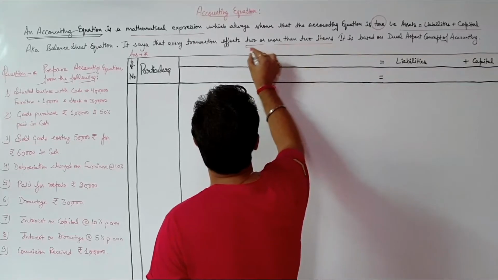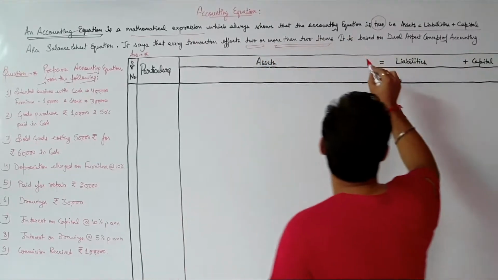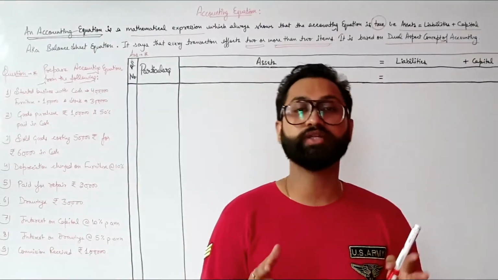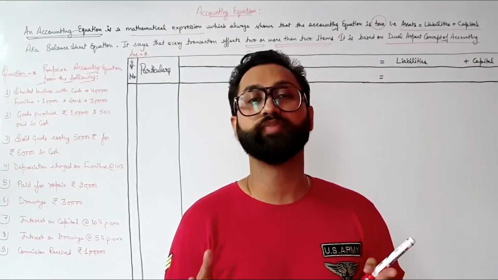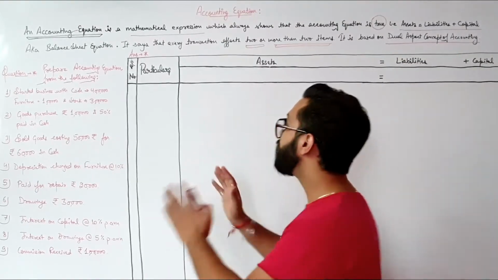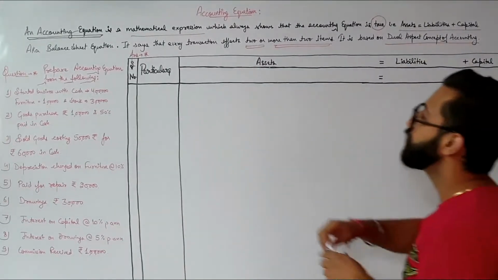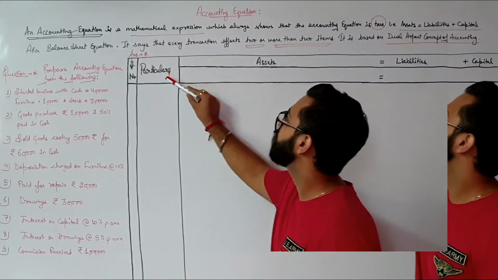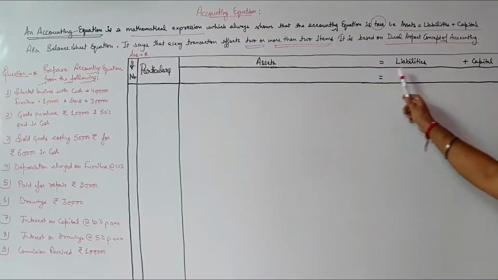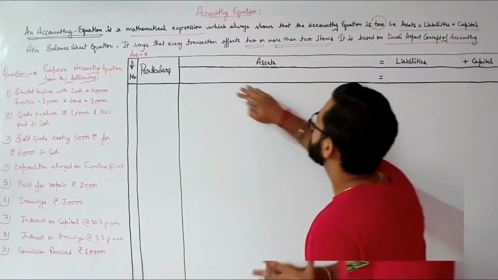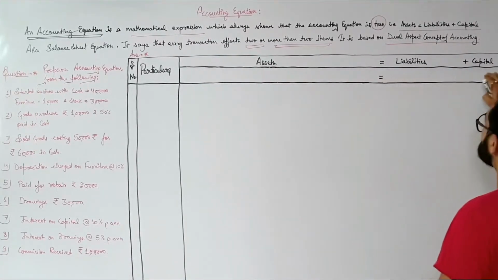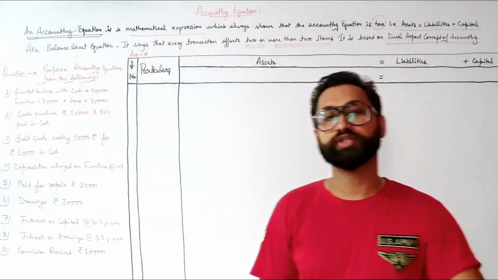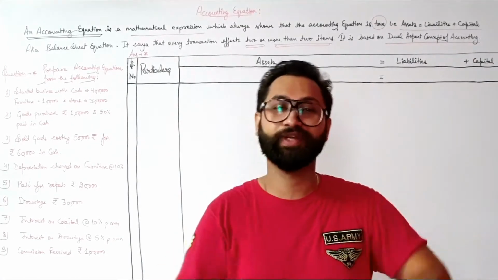Also known as balance sheet equation, it says that every transaction affects two or more than two items. It is based on the dual aspect concept of accountancy, which I have already taught you in the previous classes. Now the format of accounting equation is very simple. Serial number or the date as the question says, then the particulars, and then the equation: assets equals liabilities plus capital. This is a space which we will use to fill the details of the assets, liabilities and capital. Let us start the question and end the chapter in this video only.